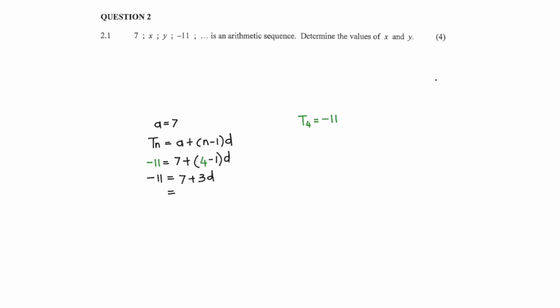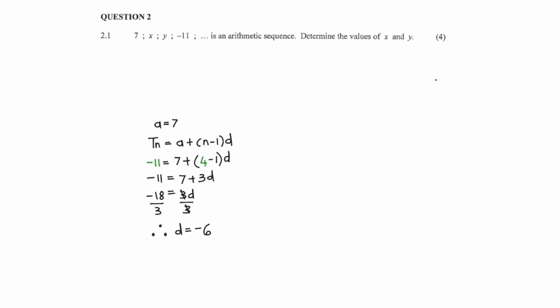Now we want to solve for d, so we want to get it alone. Let's take the 7 over to the other side. Negative 11 minus 7 equals negative 18. Now we want to get d alone, so we will divide both sides by 3. It will cancel out on the one side. Negative 18 divided by 3 equals negative 6. So that means d is equal to negative 6.